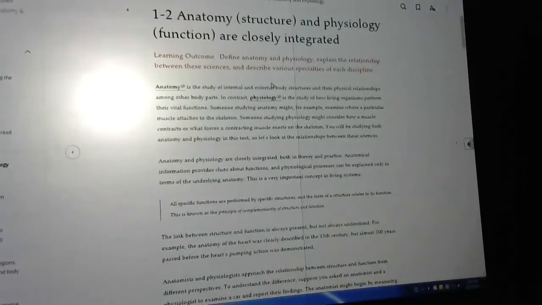I've got a feed at this other computer over here, so just kind of follow along. Okay, so what is anatomy? Anatomy is structure, physiology is function. Anatomy is the study of internal and external body structures and the physical relationships among other body parts. In contrast, physiology is the study of how living organisms perform their vital functions. All right, so that's anatomy and physiology.